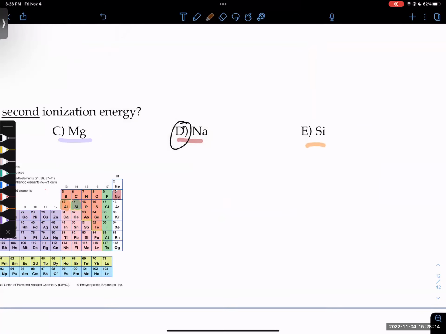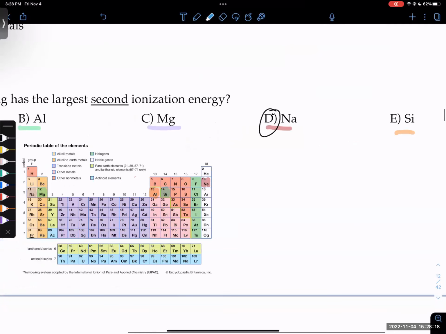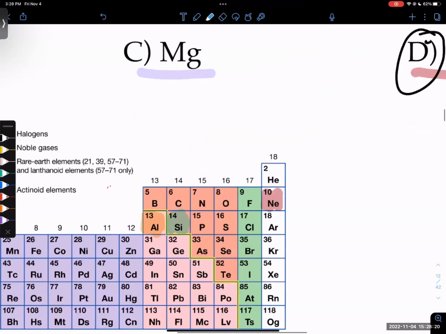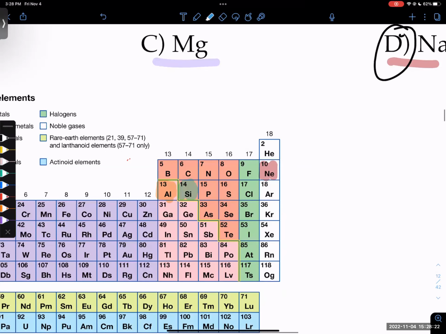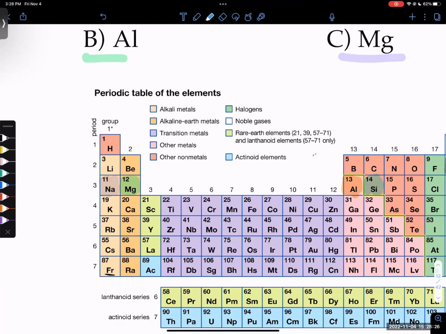Okay, I have a quick question. For silicon, if you take 1 electron, it's like aluminum, but if you take 2 electrons from silicon, would it have the same configuration as magnesium? Yeah, it would have the same configuration as magnesium. Okay, gotcha. Thank you.